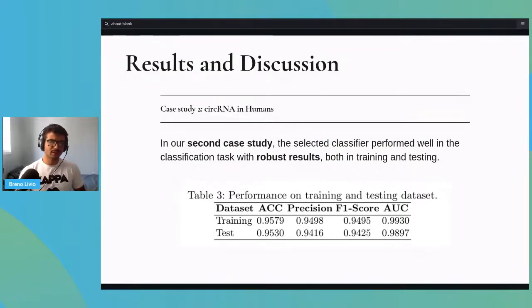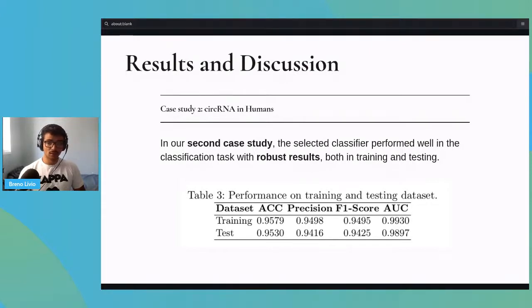And for our second case study, the selected classifier, which was AdaBoost combined with decision tree, performed well in the classification task with robust results, both in training and testing. Moreover, we realized that the feature extraction step contributes positively to the definition of the encoding RNA classes, with all metrics close to 95%. And our pipeline reached a low rate of false positives.